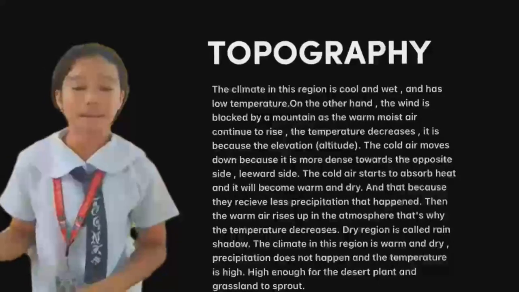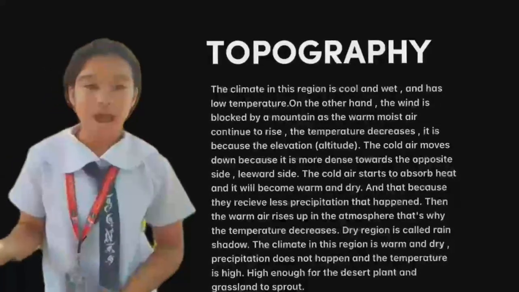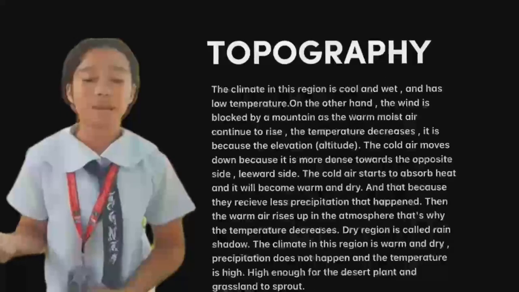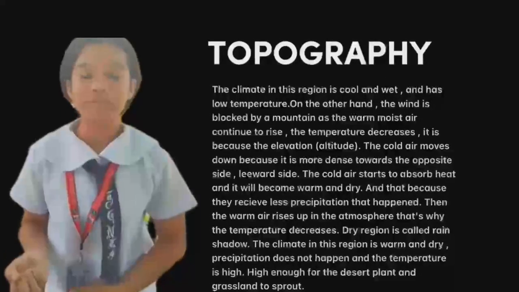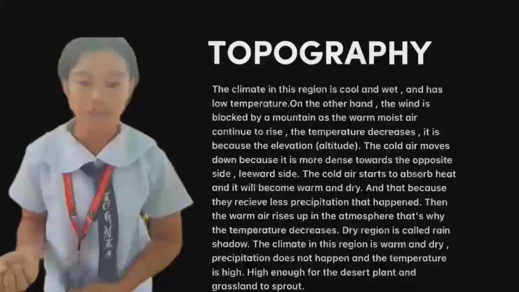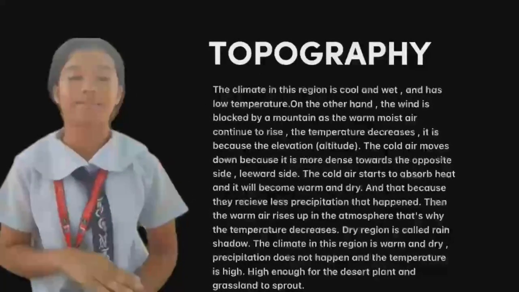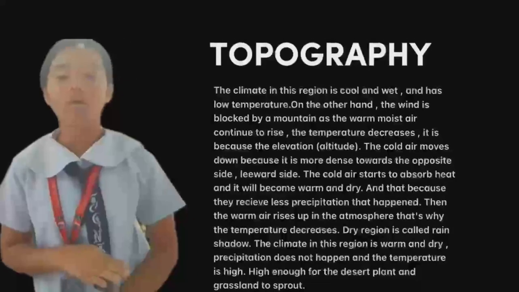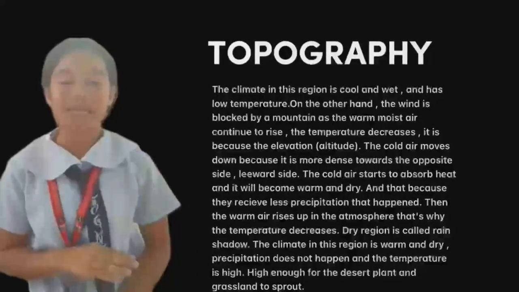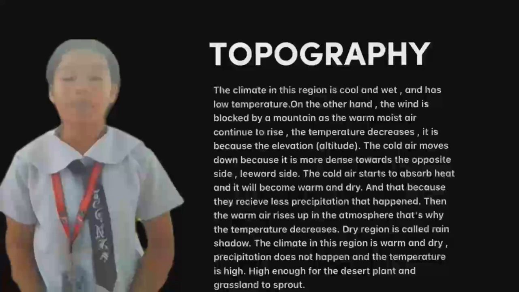On the other hand, the wind is blocked by a mountain. As the warm moist air continues to rise, the temperature decreases. It is because of the elevation or the altitude. The cold air moves down because it is more dense towards the opposite side, the leeward side. The cold air starts to absorb heat and it becomes warm and dry.